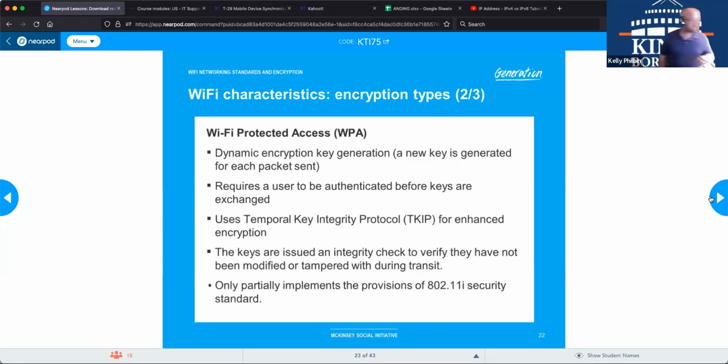And they would use a technology called TKIP, which stands for Temporal Key Integrity Protocol. And that is what's enhancing the encryption itself. So WPA uses TKIP. And the keys are essentially given an integrity check at that point to make sure they were not modified or tampered with in transit.